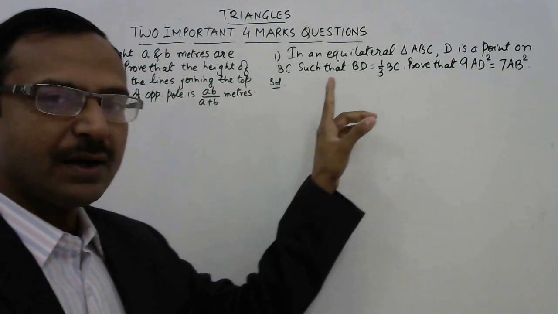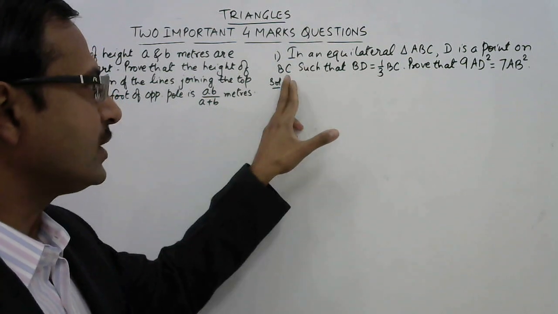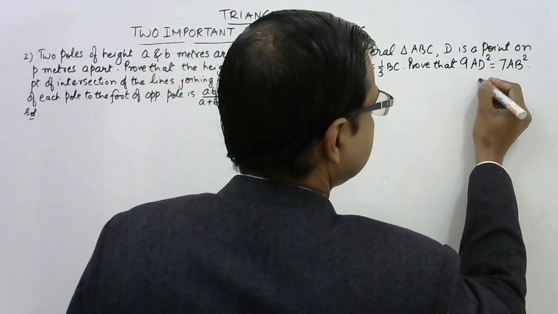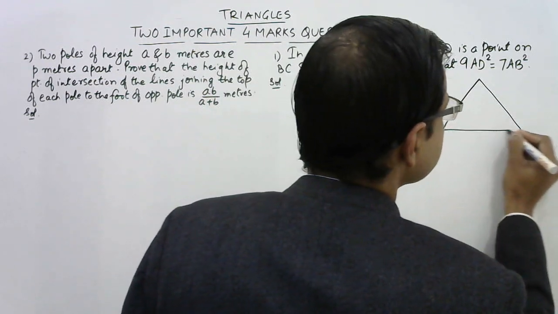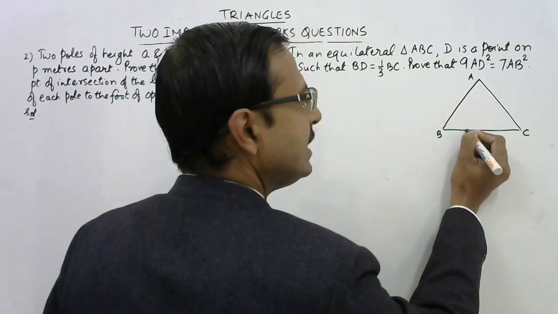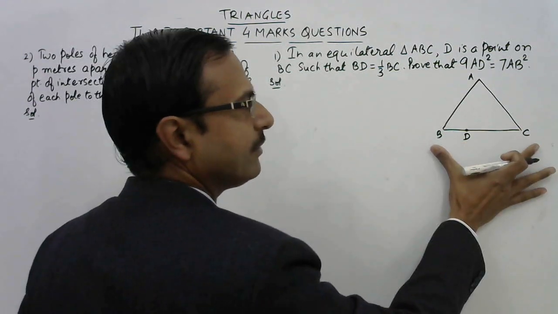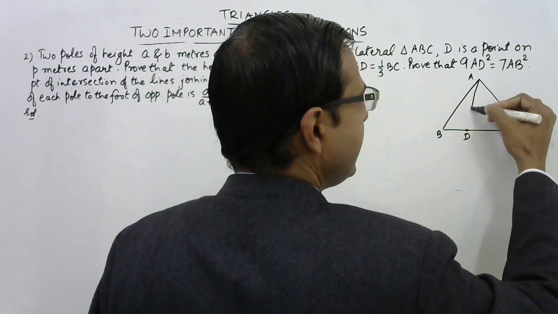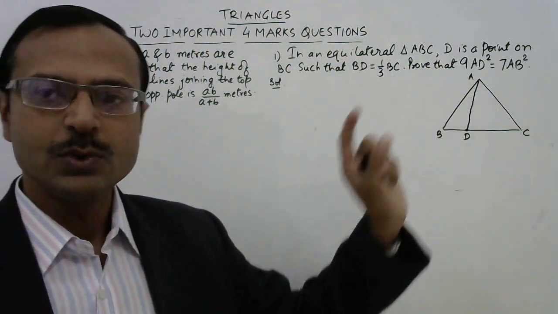In an equilateral triangle ABC, D is a point on the side BC. So let me draw the figure alongside so that you can understand it in a better way. This is the equilateral triangle ABC, and there is a point D on BC, and BD is 1/3 of BC. It is given. So let's join AD, and we have to prove that 9AD square equal to 7AB square.